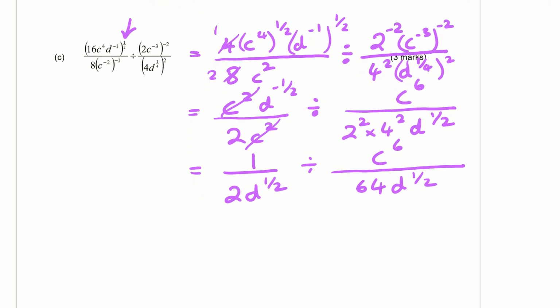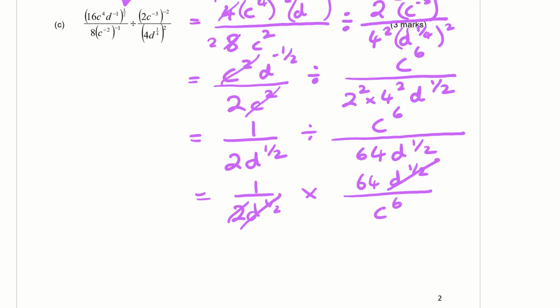Now, dividing fractions, we're going to keep, flip, and change to a multiply. I can then see the d to the half and the d to the half will cancel, and the 2 and the 64 will as well. And I seem to be left with 32 over c to the power 6.